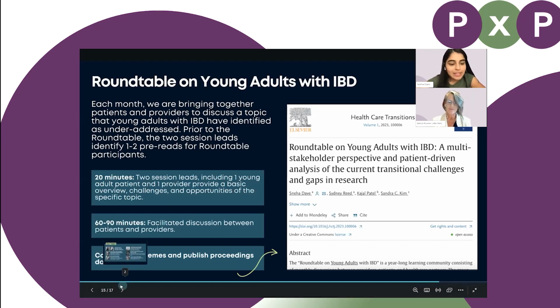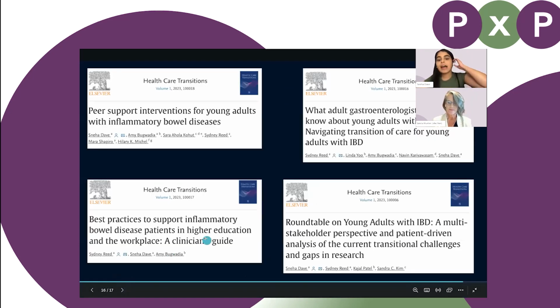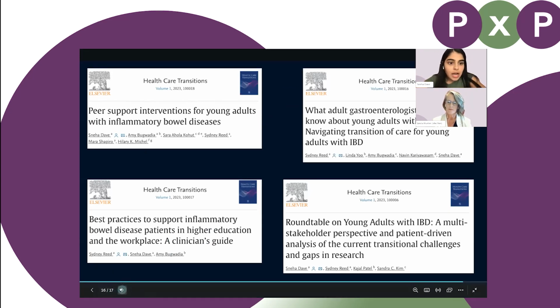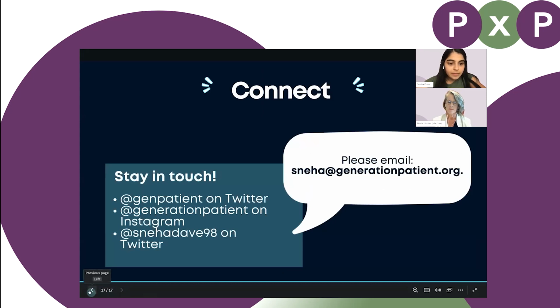And then we collect main themes and publish a proceedings document. So we have 4 publications that are out, and we have partnered with Healthcare Transitions, which is a peer-reviewed journal, to do this. And it's just super cool because young adults with IBD are leading this effort. We have incredible doctors who have partnered and mentored us throughout the way of writing these publications, but it's really us driving the language, and everything else is part of these publications. So yeah, I think that's about it.